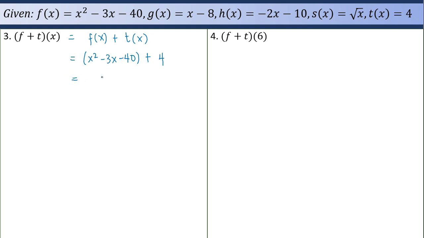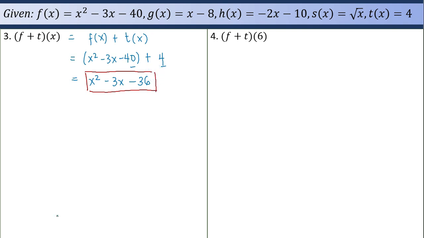Combine similar terms. Iko-combine natin yung dalawang constants. The rest, we will just copy. So we have x squared minus 3x, negative 40 plus 4 is equal to negative 36. Therefore, f plus t of x is equal to x squared minus 3x minus 36.